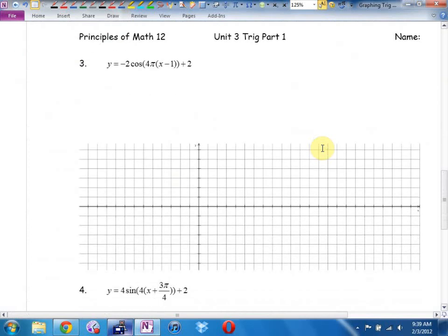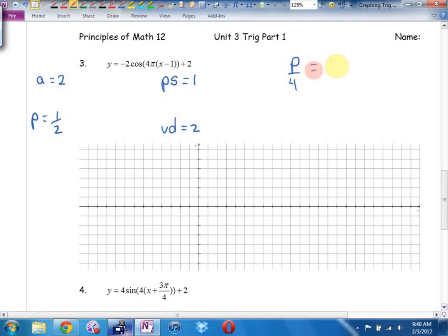Let's make our list. Try this one on your own, making your list. Just look up to see if we get the same thing. Yes, this is a little weird one. You get a period of 1/2, like the pi cancels 2, right? Which means this x scale is not going to be in terms of pi. Okay, I'll deal with that.